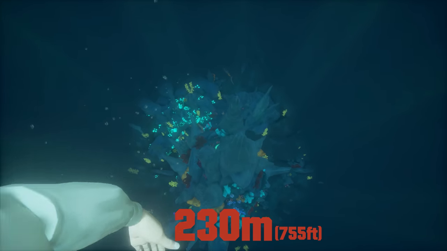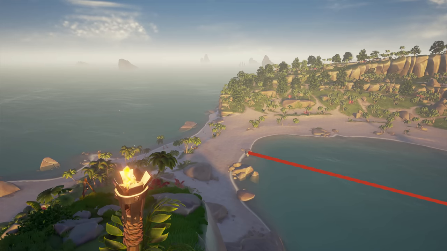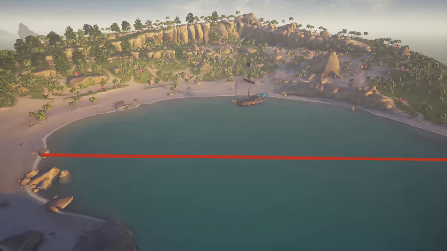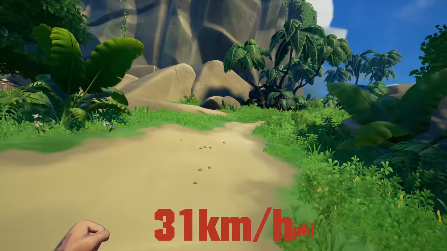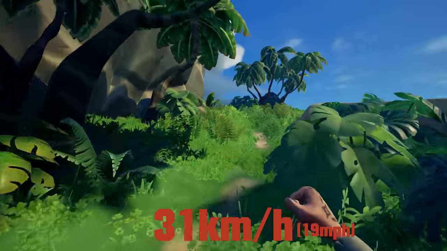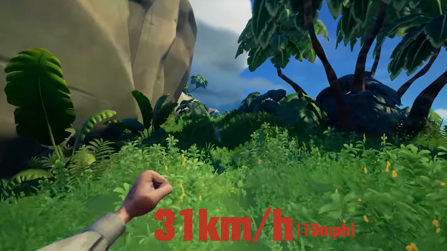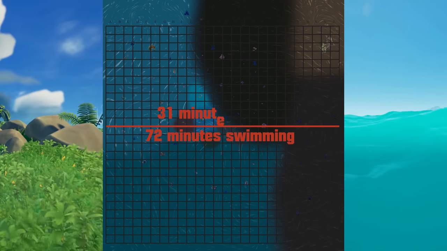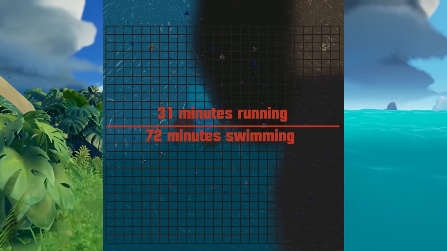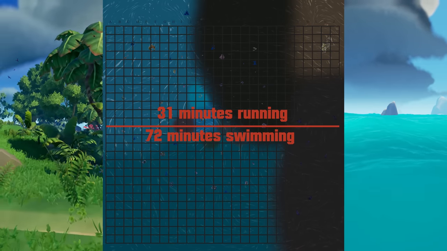To represent this depth as a length on the surface of the map, it's about the same length as the bay on Smuggler's Bay. I calculated running speed to be around 31 kilometers per hour, that's 19 miles per hour. I mean, not really surprising, is it? So it would take you 72 minutes to swim across the map, and just over 30 minutes to run the length of the map. I told you there'd be useless information in this video, didn't I?